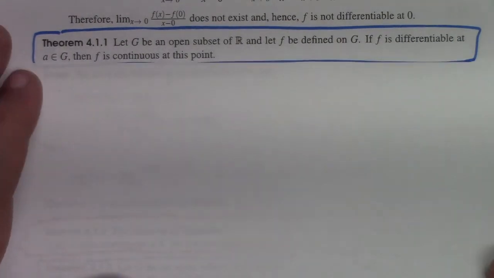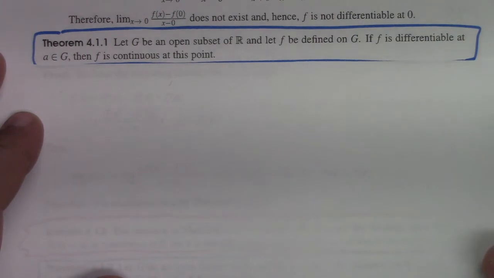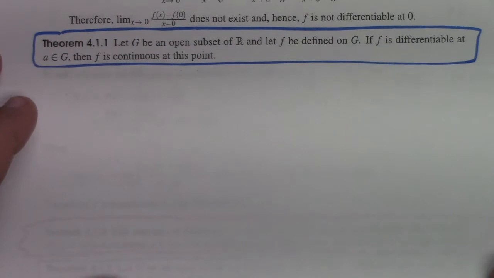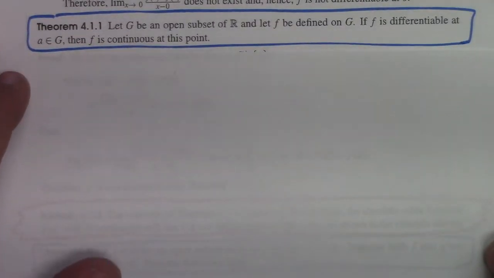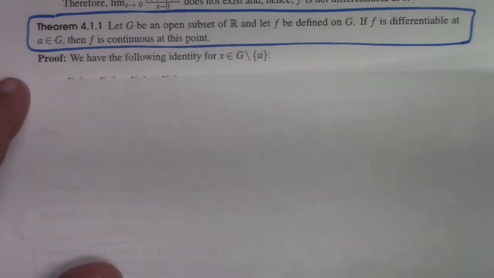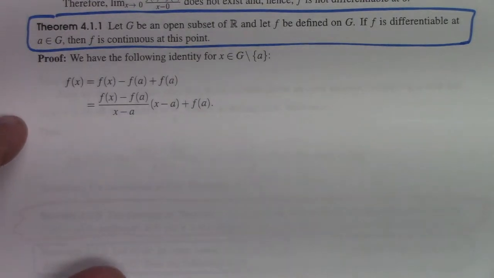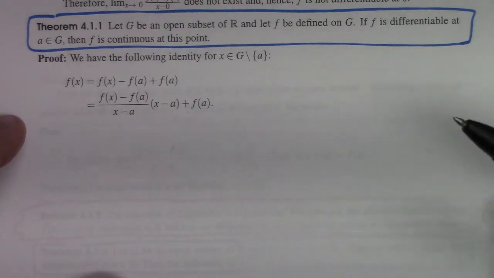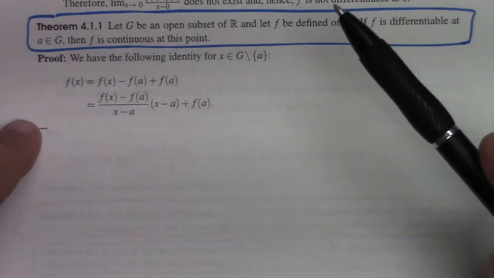So here's the theorem. Let G be an open subset of the reals, and let f be defined on G. If f is differentiable at a point a in G, then f is continuous at a. In other words, differentiability at a point implies continuity at the point. All right, and so let's look at the proof here. Although it's kind of funny that he proves that here, since there's a lemma he gives later in this section. If you have that lemma, the proof is totally trivial. The proof of this is more or less that lemma anyway, but whatever.